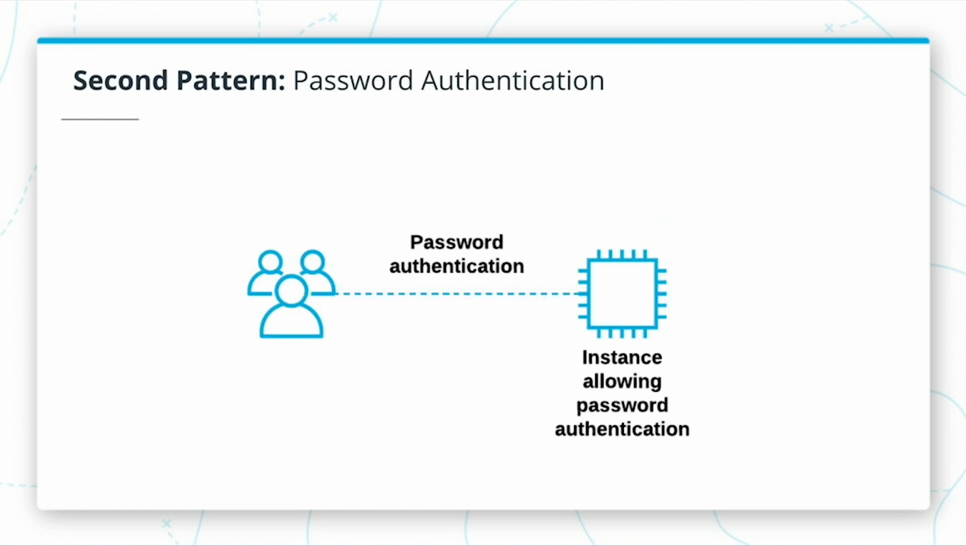The second pattern for gaining access to the server is a situation where passwords are enabled for SSH or RDP. This is discouraged as it can leave the server open to brute force attacks. Many cloud vulnerability scanners will flag this as a misconfiguration.